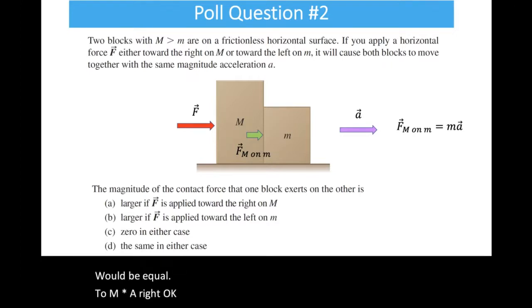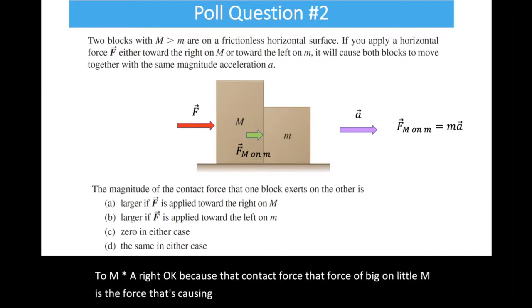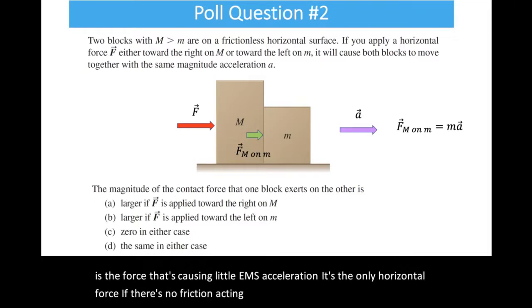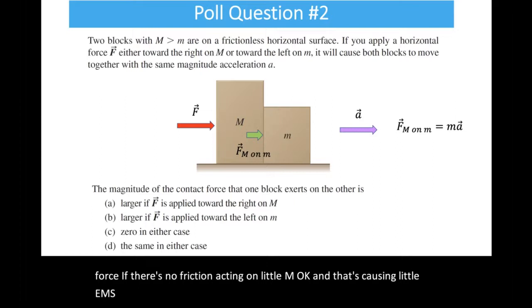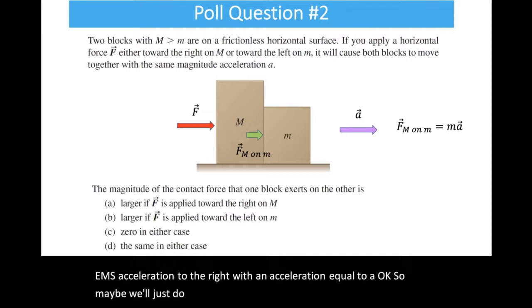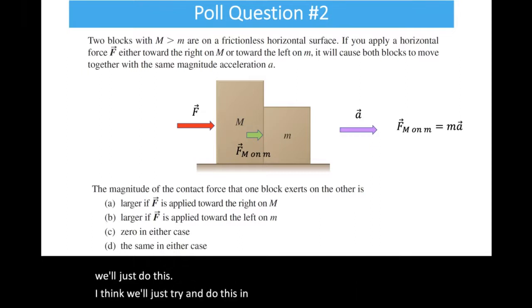Okay, because that contact force, that force of big M on little m, is the force that's causing little m's acceleration. It's the only horizontal force, if there's no friction, acting on little m, okay? And that's causing little m's acceleration to the right with an acceleration equal to A, okay? So maybe we'll just try and do this in the chat. So if I tell you the answer is not D, okay, which one do you think it is then? So why don't you go ahead and vote in the chat.